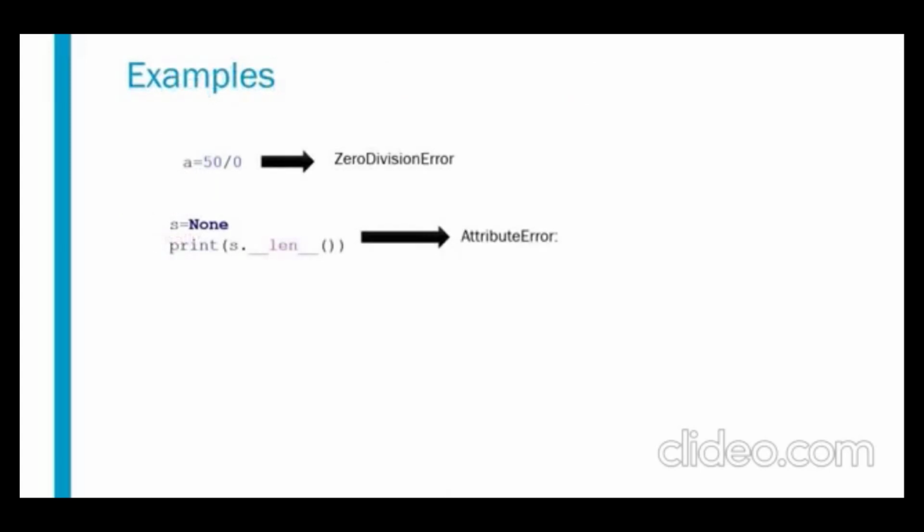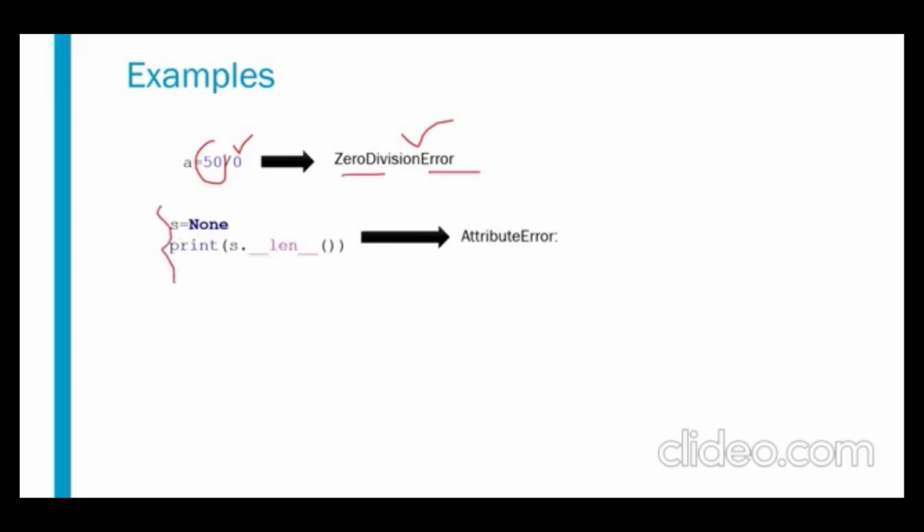Now here I have shown you very simple examples for exceptions. For example, a number divided by zero, which will cause the ZeroDivisionError. So in Python also, every exception will be treated as an error itself. Okay, so ZeroDivisionError.